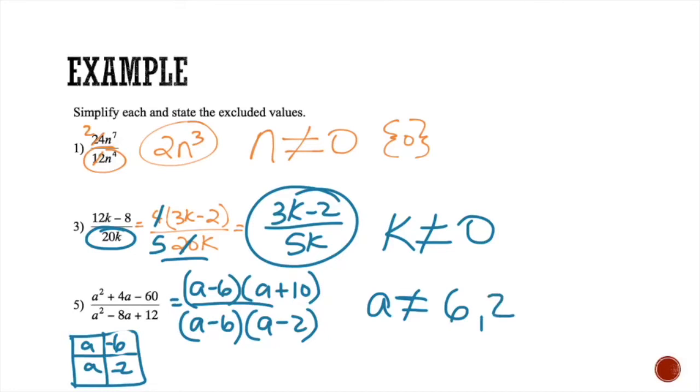No, the numerator, it's okay for the numerator to be 0. It's the denominator that can't be 0. So we just circle that a cannot equal 6 or 2?